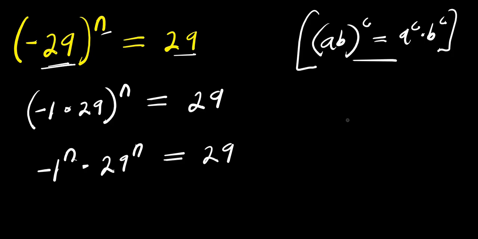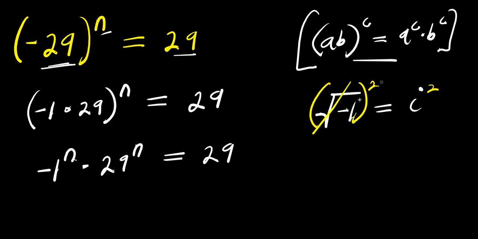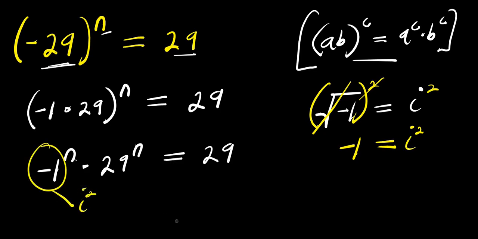Now, if you have the square root of -1, this equals i. If you also take the squares, the square and the square root will cancel. You have -1 equals i^2. So this is -1, and I'm going to replace it with i^2.